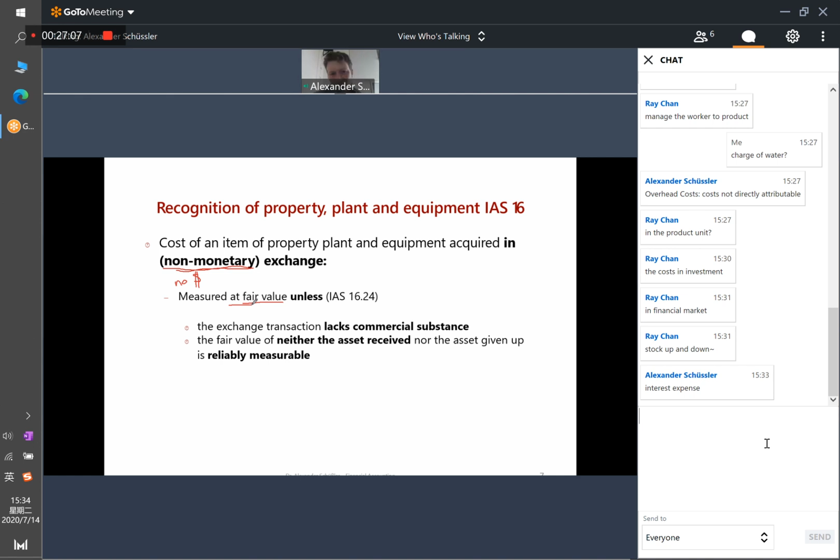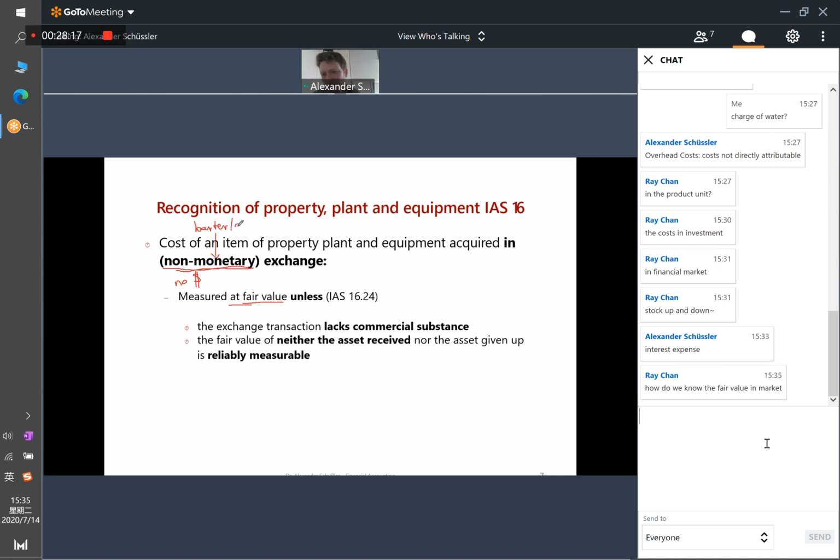Unless the exchange transaction lacks commercial substance. When the transaction lacks commercial substance, then it's not measured at fair value, and the fair value of neither the asset received nor the asset given is reliably measurable. So when we cannot measure it, we do not take fair value, of course. But generally, a non-monetary exchange means a barter, when we swap one asset against another asset.